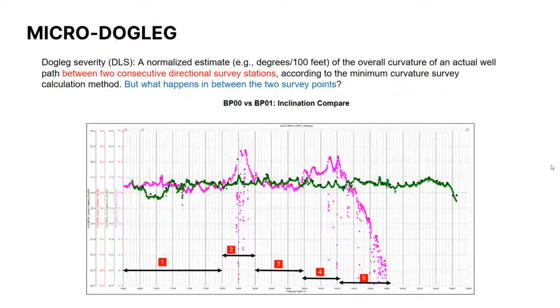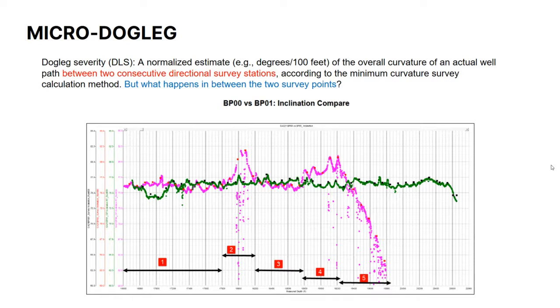Micro-dogleg. When we drill, we always try to measure how the trajectory is perceived. How we do that is, we take surveys and we calculate the trajectory. One of the outputs of a trajectory is the dogleg, or dogleg severity, which is an indication of the hole curvature. What happens is we take surveys at about 100 feet distance, so we have stations that are quite far from each other. We don't know what is happening in between.